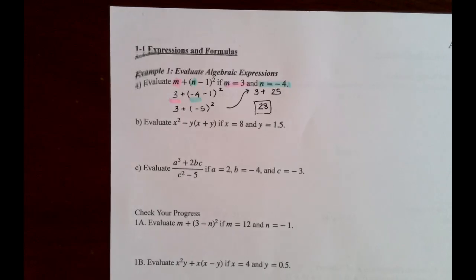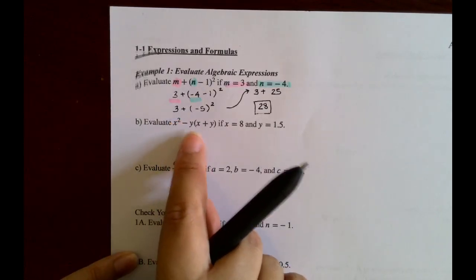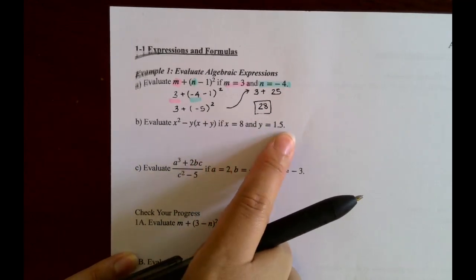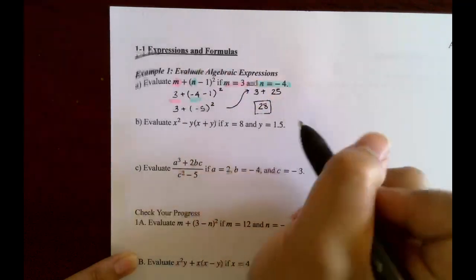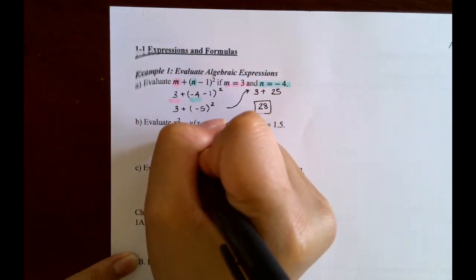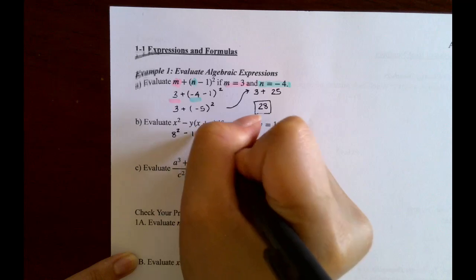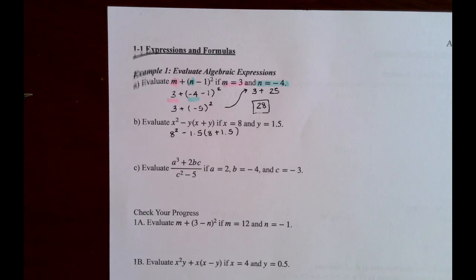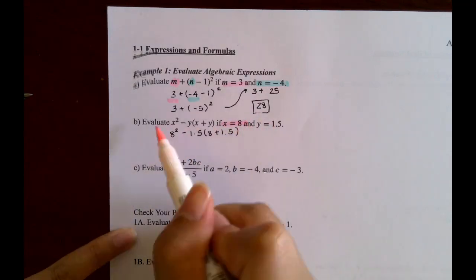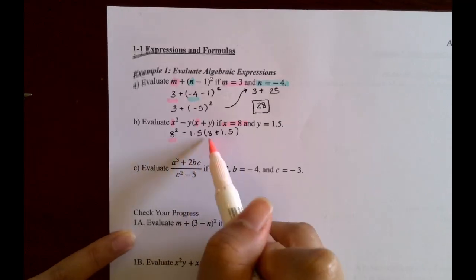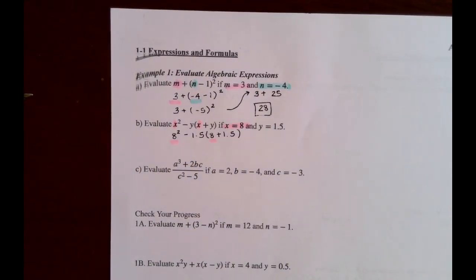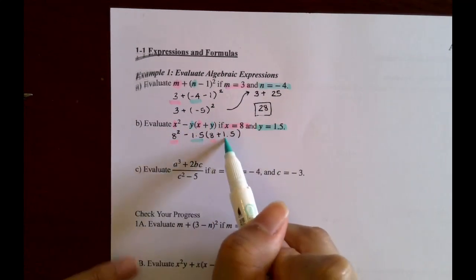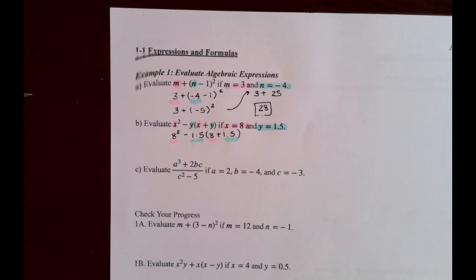Same thing with the next one. Here I have x squared minus y times the quantity of x plus y. I am told that x equals 8 and y equals 1.5. So wherever x is, I'm going to replace it with an 8. Wherever y is, I'll replace it with a 1.5. See here, wherever x is, I replaced it with an 8, and wherever y is, I replaced it with a 1.5. And again, anything that I didn't do, I copy over again.